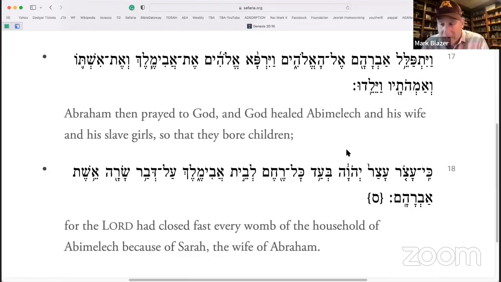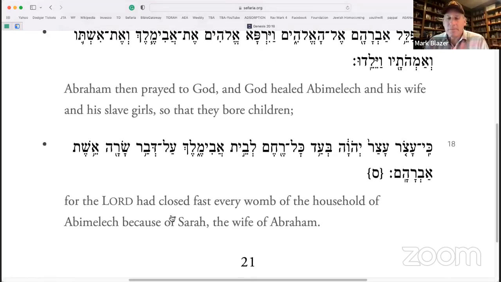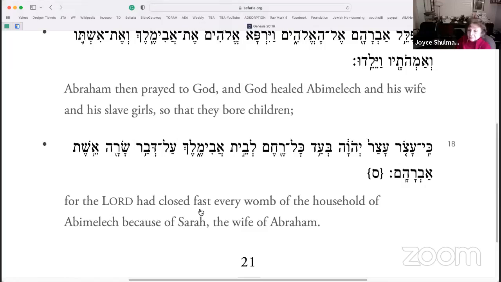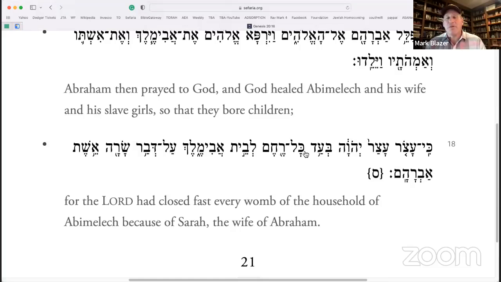Now, what's of course so powerful about this, the closing fast of every womb. Well, wait a second. That's what Sarah's been dealing with her whole life. For the last 90 years, she can't have children. And we've talked about this before. It says, Kol rechem leveit Avimelech. Rechem is the word for womb in Hebrew. Racham, the same root as the word for mercy.